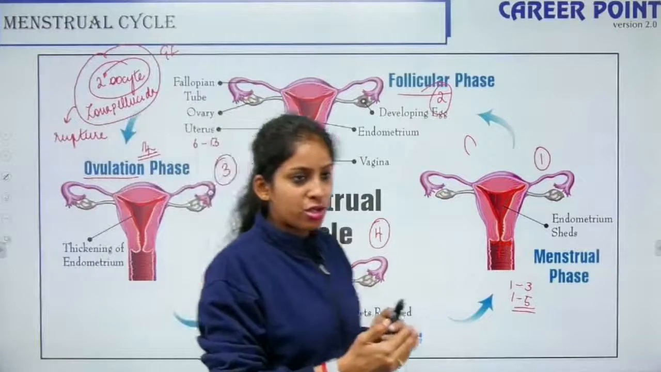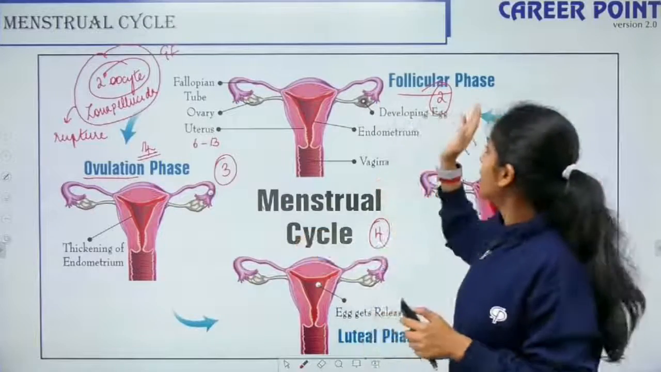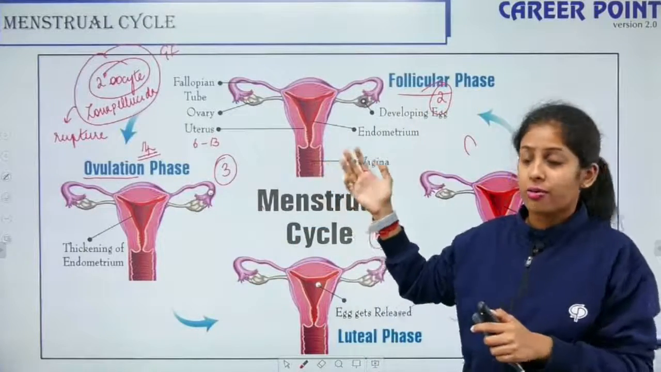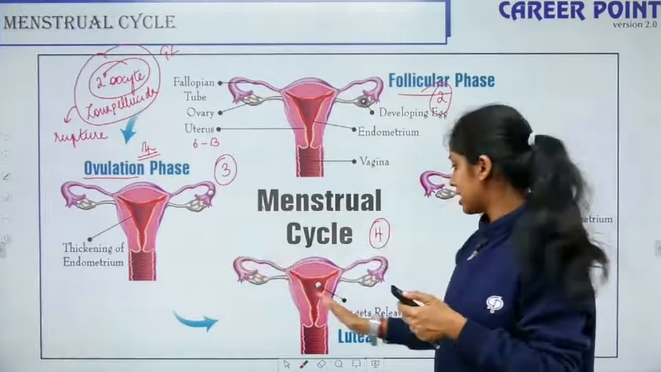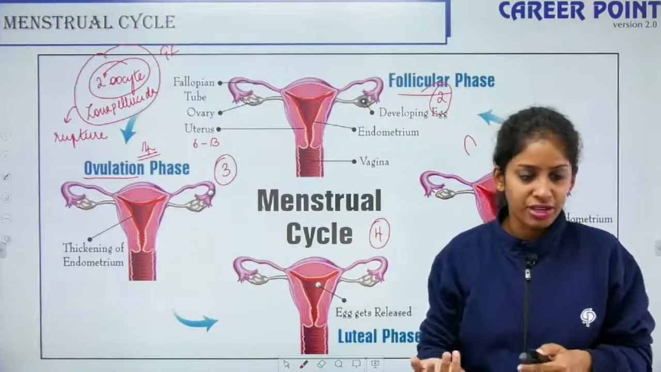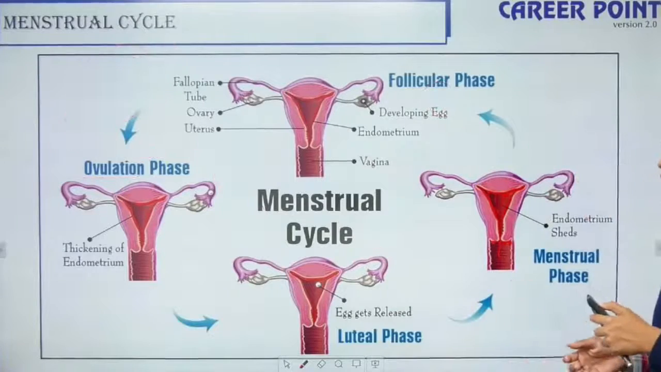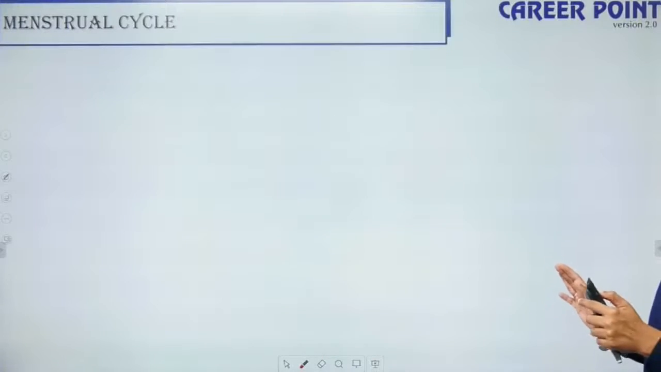So you have the menstrual phase, then you have the follicular or the proliferative phase, then the ovulatory phase, then you have the luteal or the secretory phase. All right, so I hope I have made the menstrual cycle very clear.